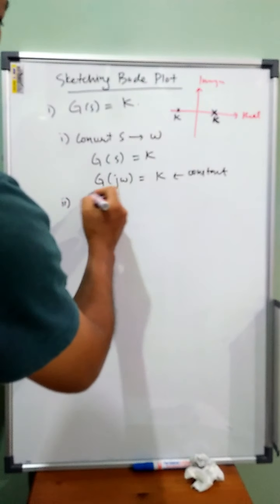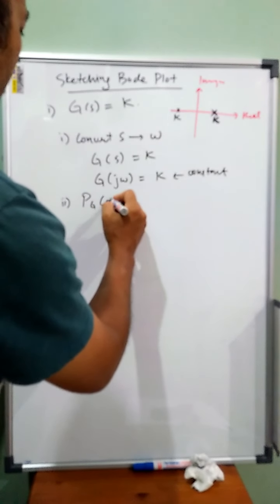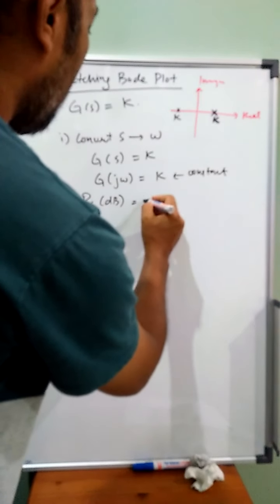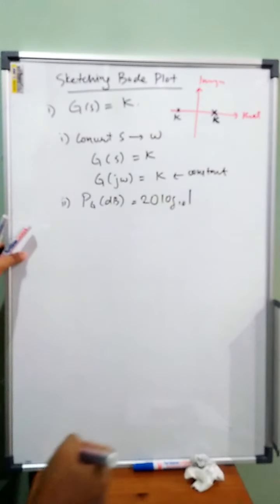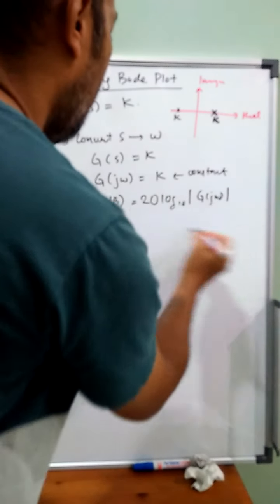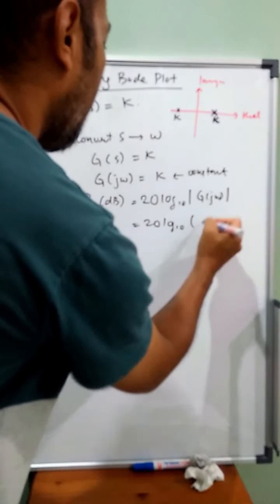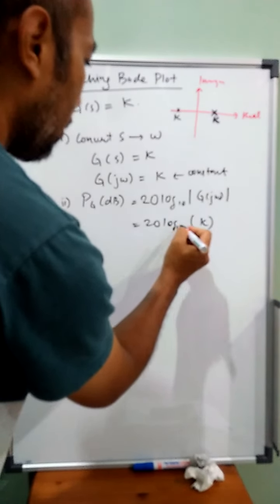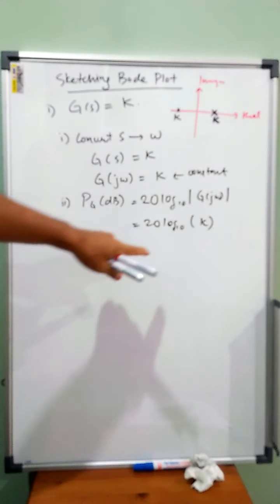Second, calculate the power gain in dB. Power gain in dB is equal to 20 log magnitude of G(j omega), equal to 20 log K. Okay. Constant.